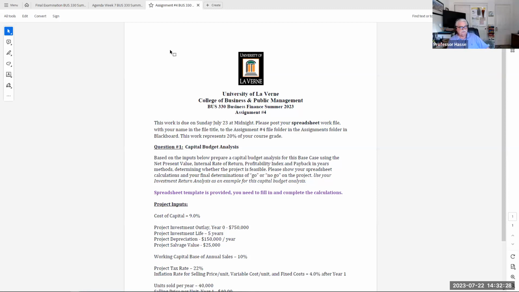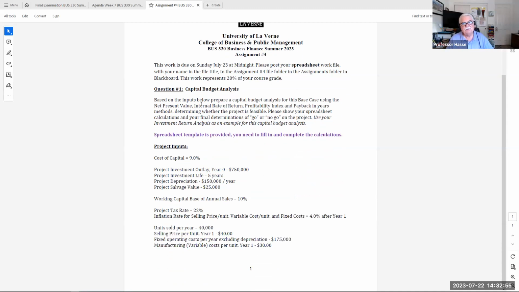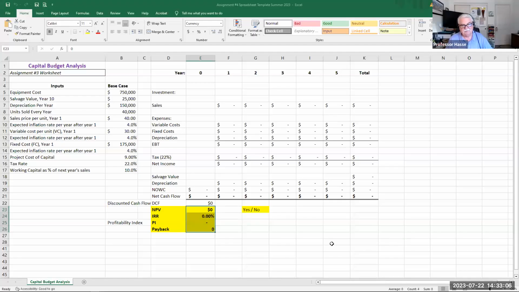This is one of the cardinal disciplines of corporate finance. Before you invest in an asset, is that asset going to be viable? And we use the four return vehicles to determine that: net present value, internal rate of return, profitability index, and payback. So you're doing this for assignment number 4. You're taking a look at these variables, and then you're placing them in a spreadsheet that I have provided you to determine the return of the asset.